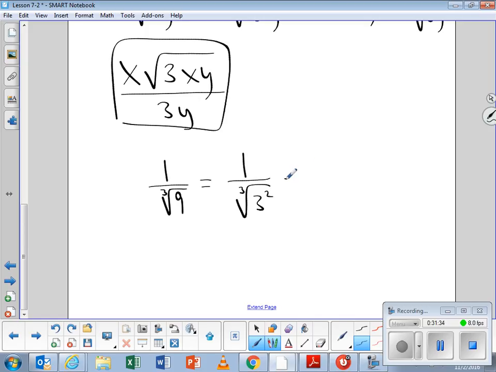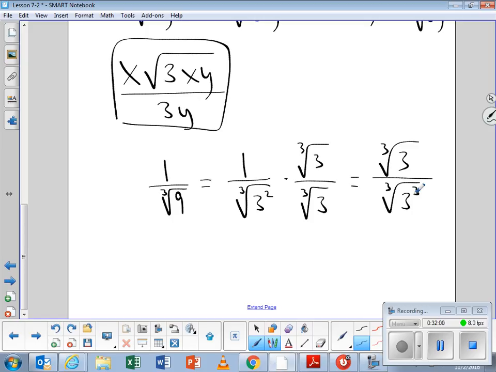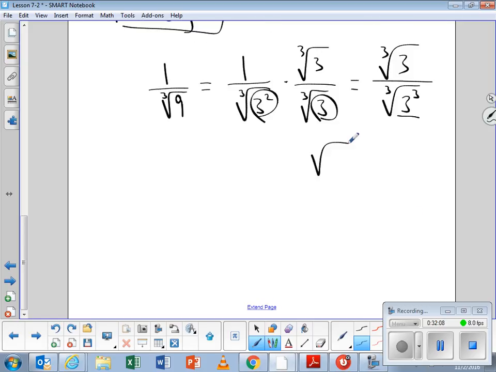So all I need to do is multiply by the cube root of 3 over the cube root of 3, because 3 squared times 3 is 3 cubed. And so on top I get 1 times cube root of 3, which is cube root of 3. And on the bottom I'll take an extra step here: the cube root of 3 cubed, since 2 of them here and 1 more there makes 3. And so on top I get cube root of 3, and on the bottom I get 3. Okay?